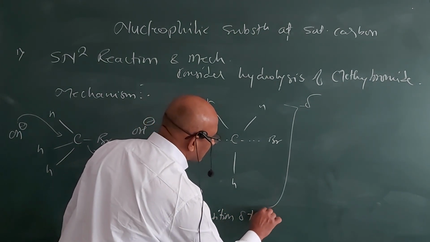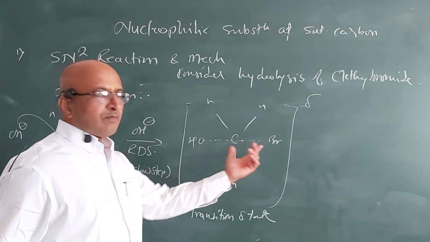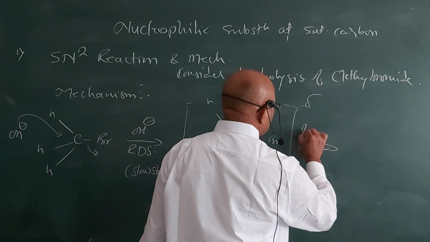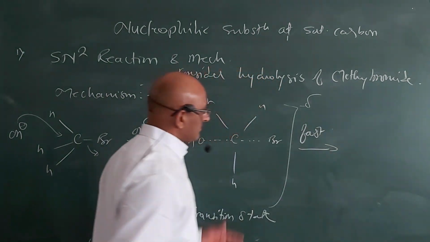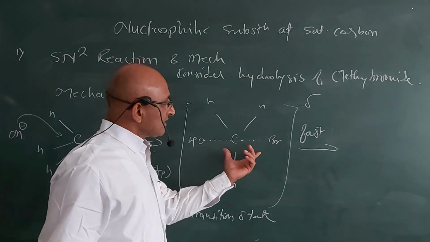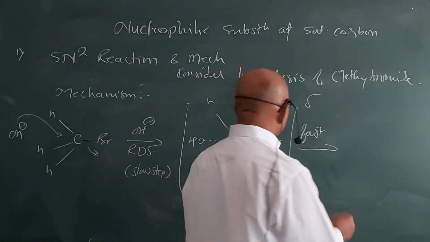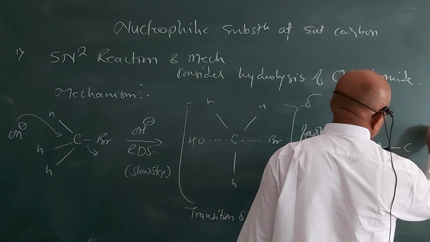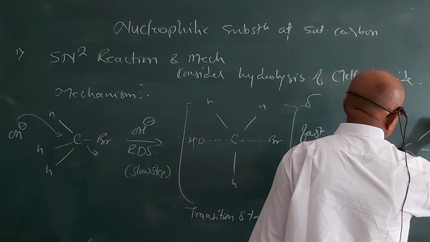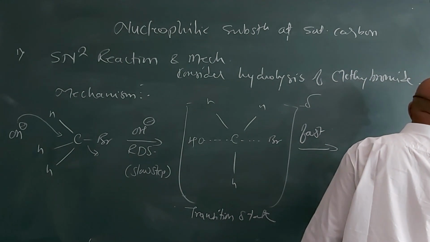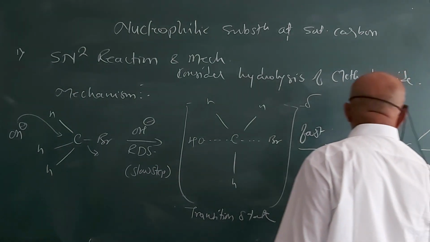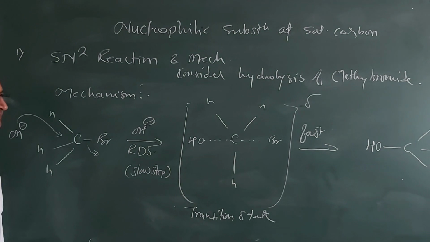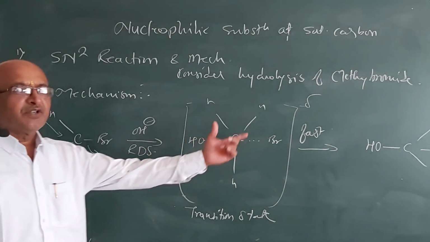And as the partial bond breaking and bond formation is taking place, both things are formed simultaneously. In the first step the Br is released and you get the formation of the product, that is, this product which is obtained is with inversion in configuration.